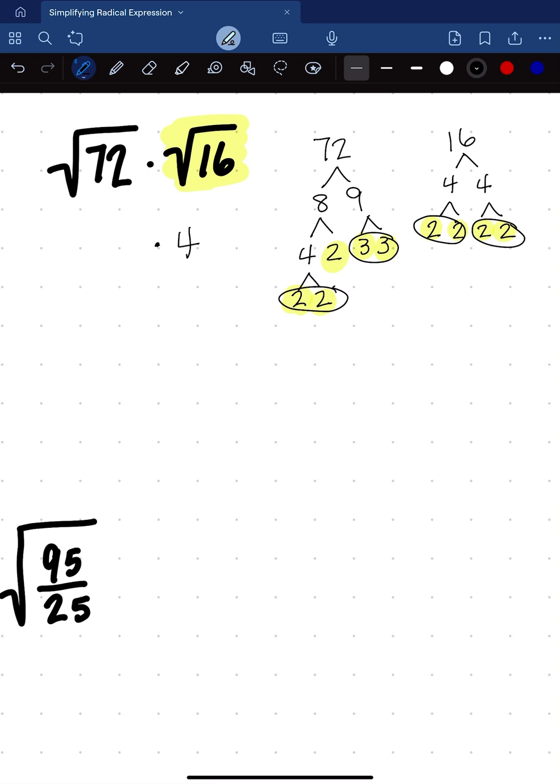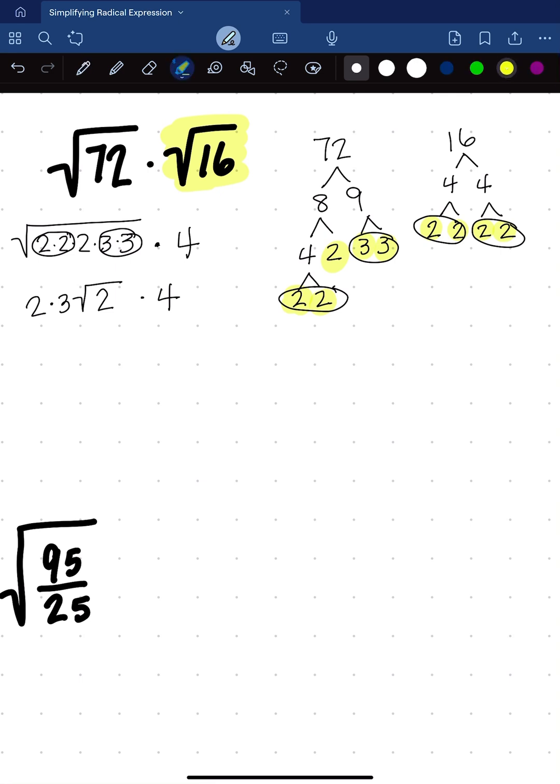For 72, any 2 pairs of numbers come out of the radical sign. So I am going to take the entire factors and put them in expanded notation under the radical. I'm going to notice that these 2 make a pair, and these 2. For every 2 that make a pair, one of the values comes out. I have a 2 left by itself, so that stays under the radical. So if I simplify this, it looks like 2 times 3 square root of 2 times 4.